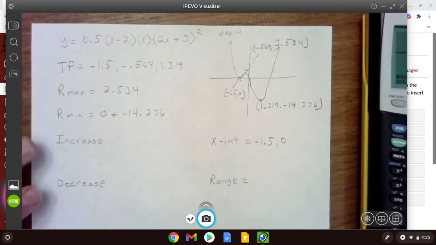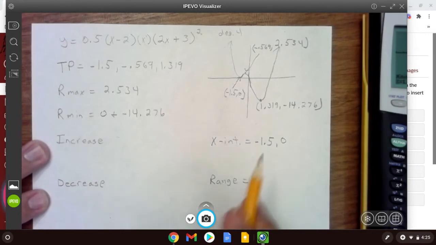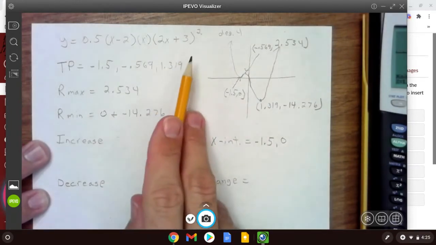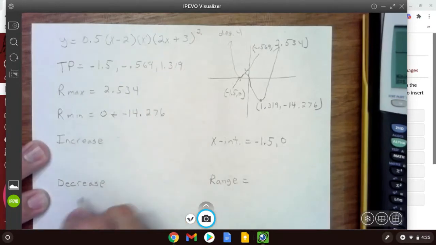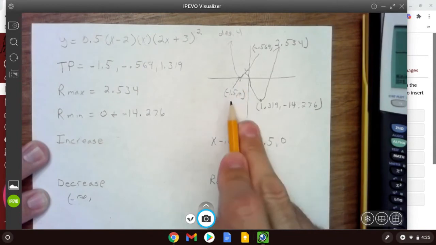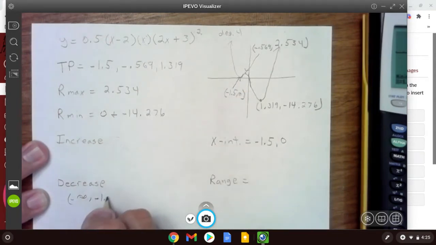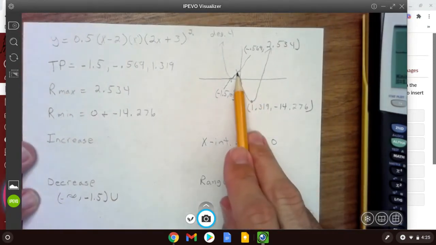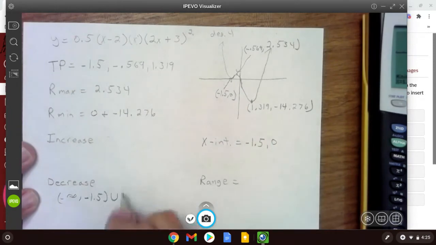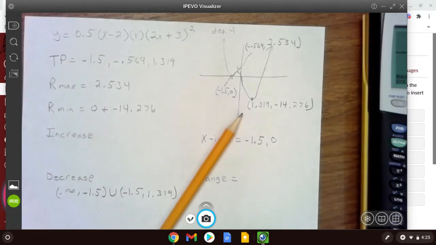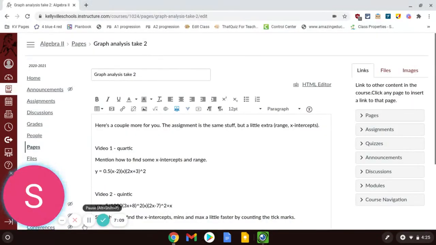Increasing, decreasing. Let's go ahead and do that. I'm just going to read it from left to right here. This thing is decreasing from negative infinity to that x value, which is negative 1.5, union. It's also decreasing from there to there, which is negative 1.5 to 1.319. I'm actually going to pause and go take care of my dog real quick.